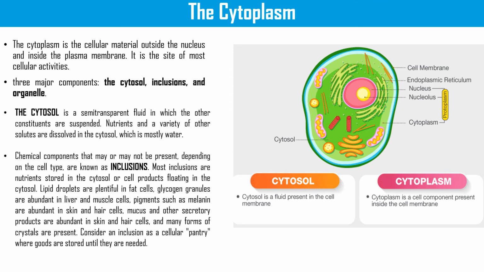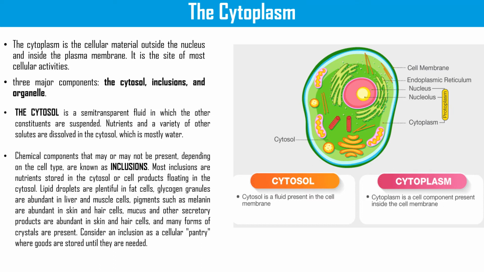Cytosol. The cytosol is a semi-transparent fluid in which the other constituents are suspended. Nutrients and a variety of other solutes are dissolved in the cytosol, which is mostly water. Chemical components that may or may not be present depending on the cell type are known as inclusions. Most inclusions are nutrients stored in the cytosol or cell products floating in the cytosol. Inclusions can be considered as the cellular pantry where goods are stored until they are needed.